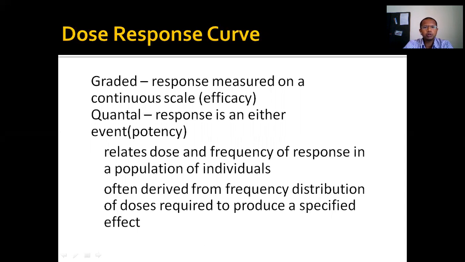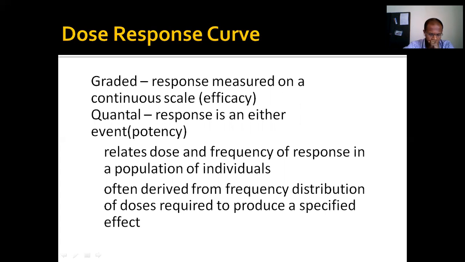In a quantal dose response curve, the drug either elicits the response or does not elicit the response. For example, we started with paracetamol. In the graded response curve, we will be giving the same paracetamol at dosages starting from 5 milligram, 10 milligram, 15 milligram, 50 milligram, up to 500 milligram. We will be slowly increasing the dosage. That's what is meant by a graded dose response curve.